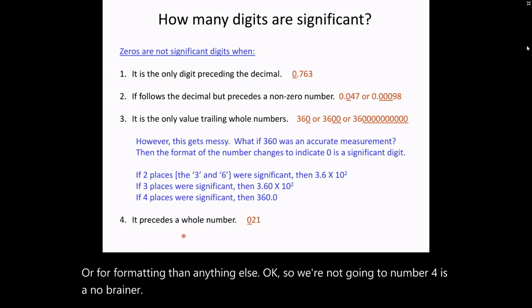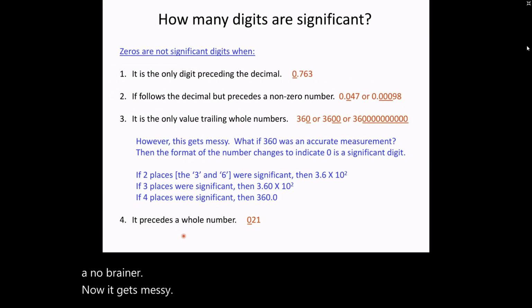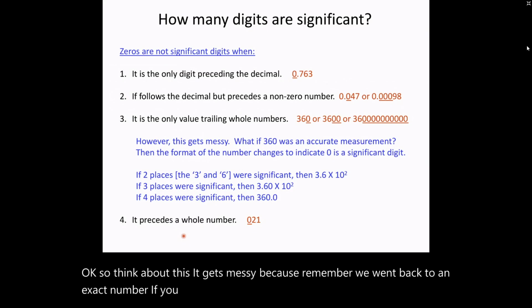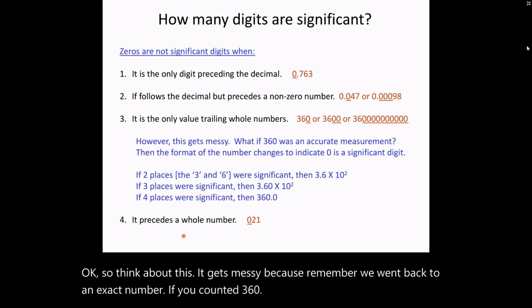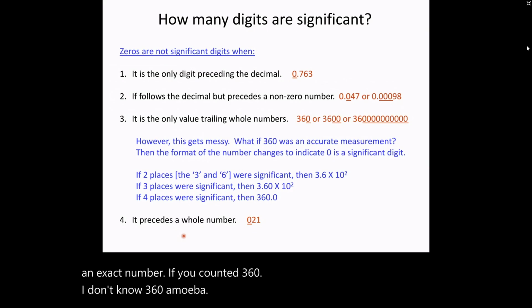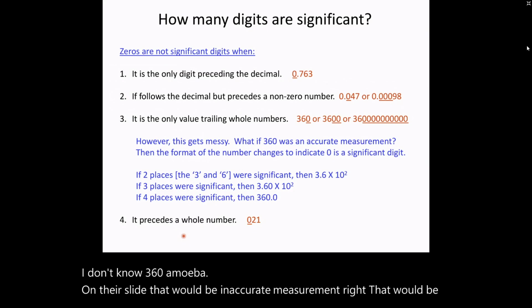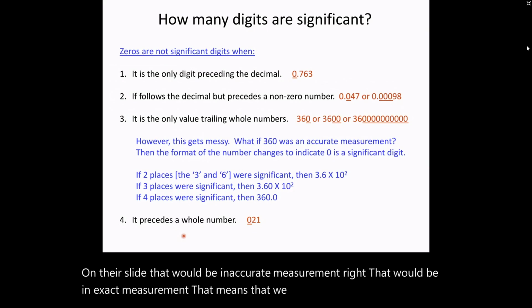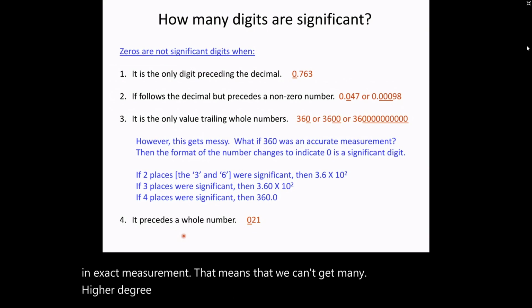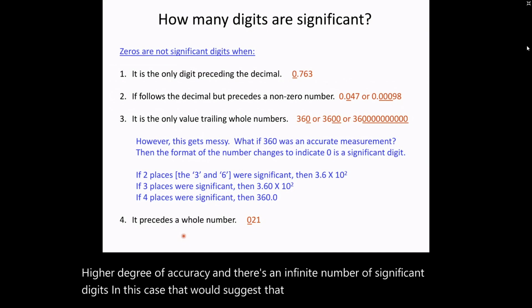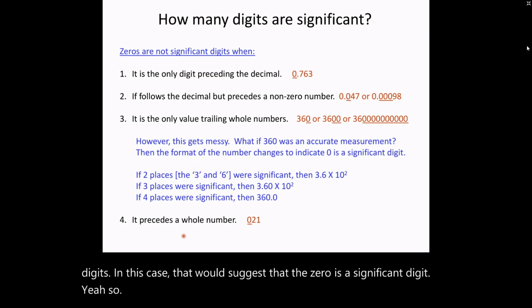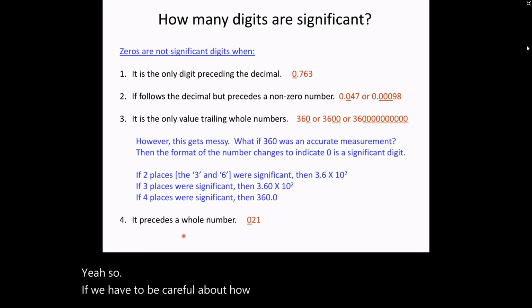Now, it gets messy. Think about this. It gets messy because remember, we went back to an exact number. If you counted 360 amoeba on their slide, that would be an accurate measurement, right? That would be an exact measurement. That means that we can't get any higher degree of accuracy, and there's an infinite number of significant digits. In this case, that would suggest that the 0 is a significant digit. So you have to be careful about how you write such things.